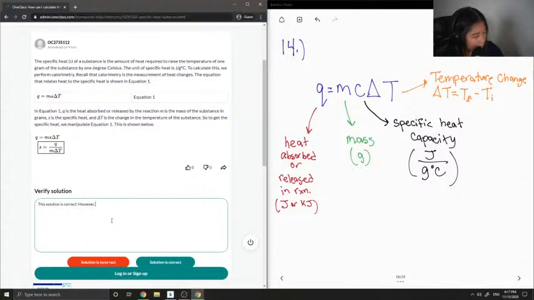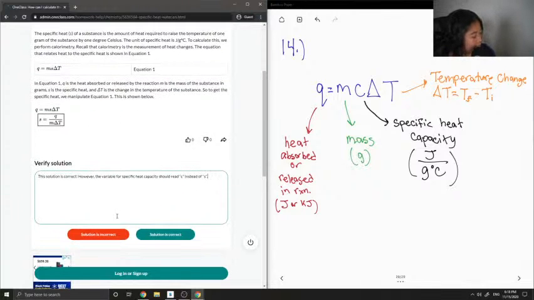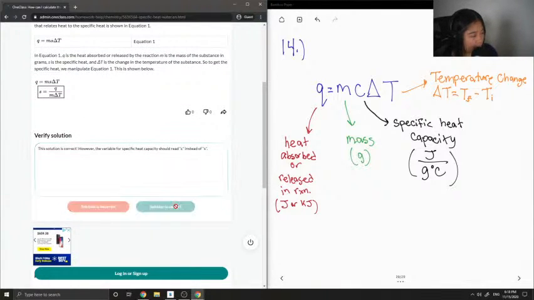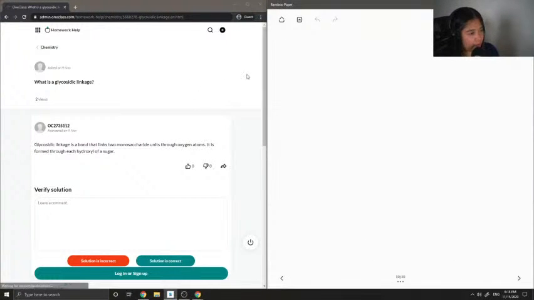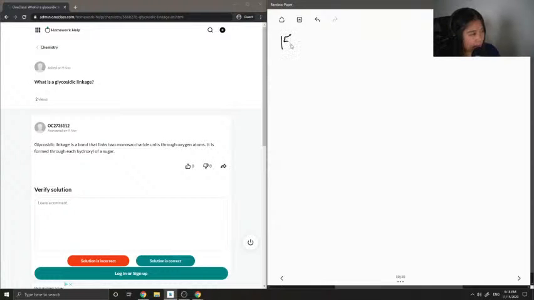However, the variable for specific heat capacity should read C instead of S. But the explanation was all correct, so I'm just going to say this solution was correct. Question 15 asks, what is a glycosidic linkage?